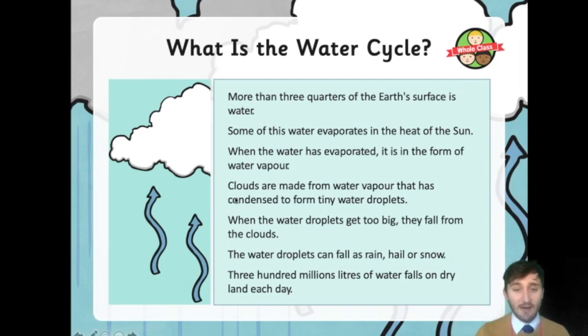Then moving on, clouds are made from water vapour that has condensed to form tiny water droplets. So remember, condense is when quite hot water meets cold water. When the water droplets get too big, they fall from the clouds. So the water droplets can fall as rain, hail, or even snow. And 300 million litres of water falls on dry land each day, which I think is incredible.